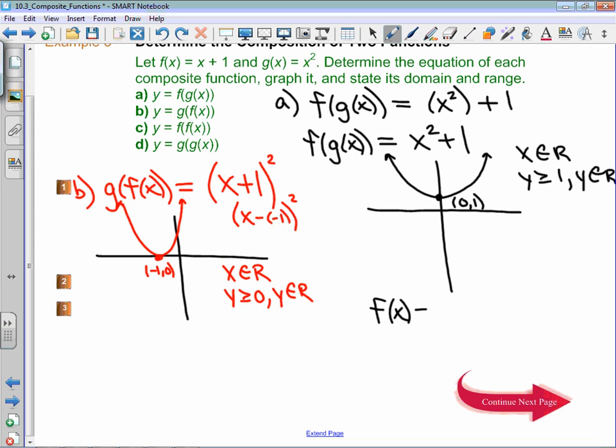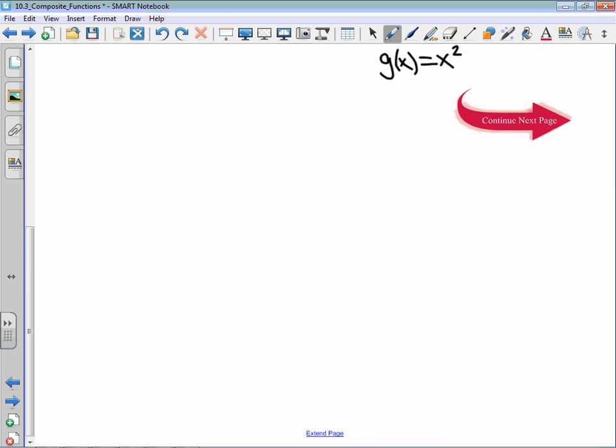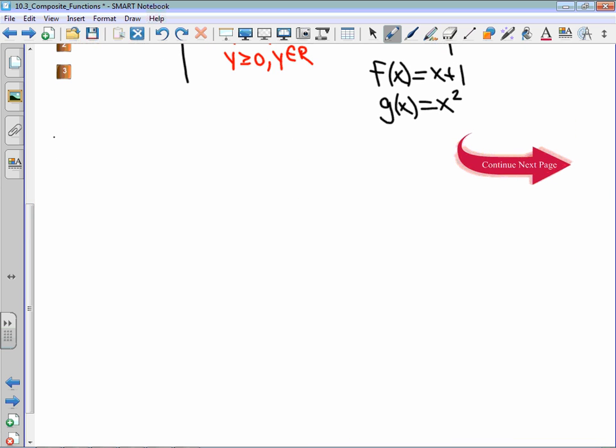So f of x is equal to x plus 1, and g of x is equal to x squared, and so c is f of f, and d is g of g. I think I can remember that. Maybe I'll write them down right away. So c is going to be f of f of x, and d is going to be g of g of x. Kind of a nightmare to say, I know, but we have to get used to this type of function composition.